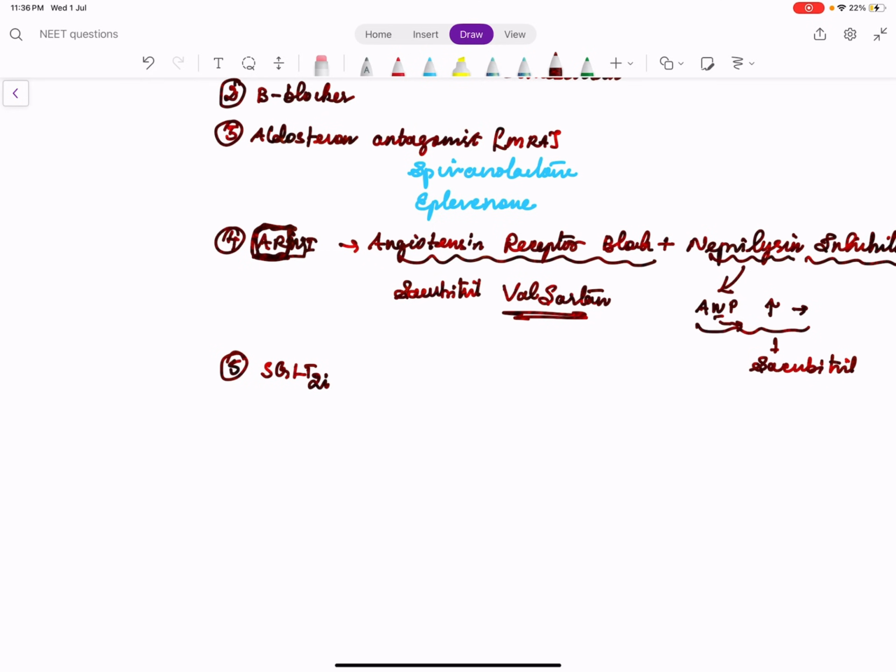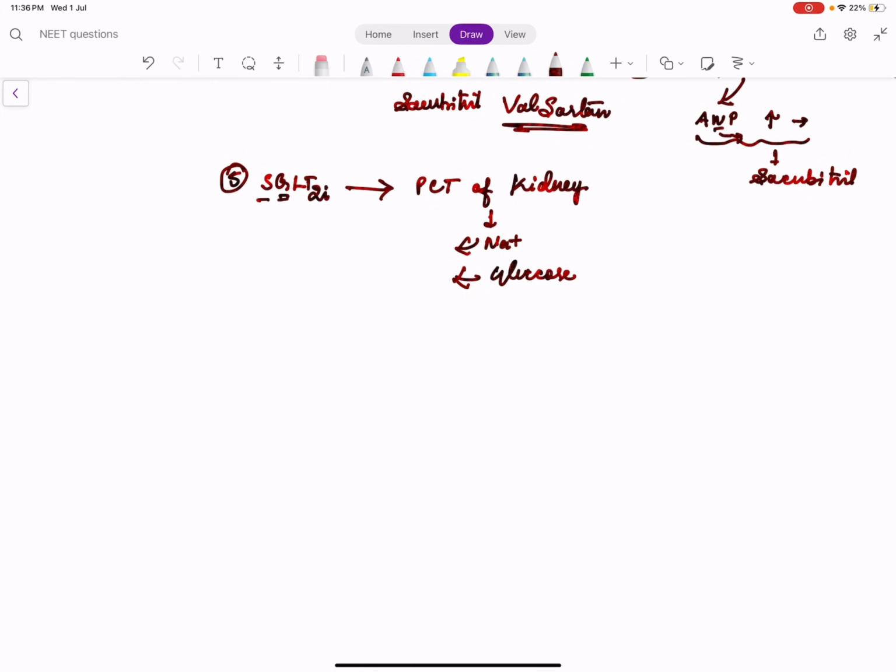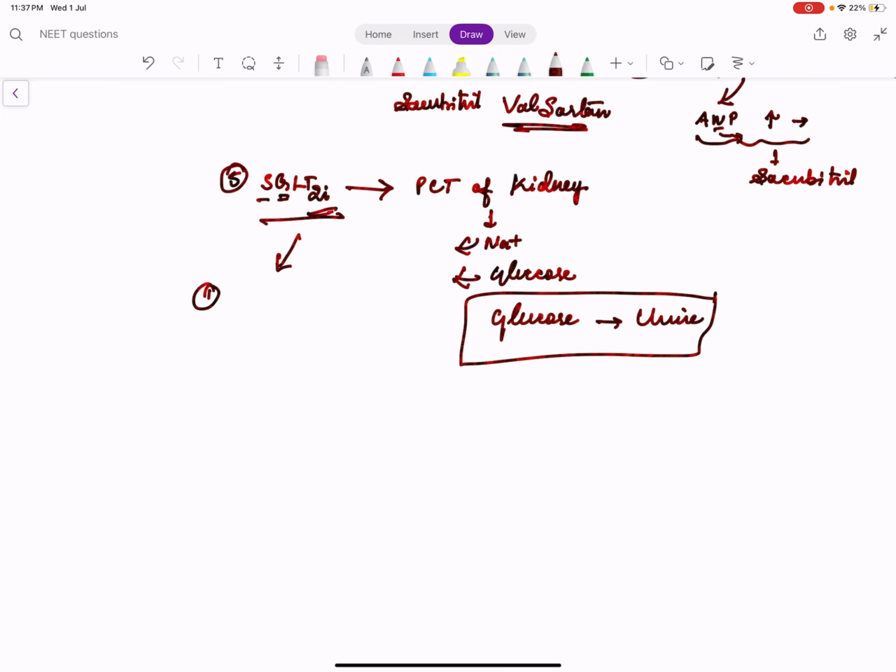SGLT2 inhibitor, sodium glucose cotransporter 2 inhibitor. If you remember physiology, SGLT2 is a channel present in the proximal convoluted tubules of the kidney, and the name suggests sodium glucose cotransporter. The function of SGLT2 in the kidney is to reabsorb sodium and glucose from the proximal tubules to the blood. Since glucose is reabsorbed by this channel, when it is inhibited, the excess glucose is excreted in the urine. So SGLT2 inhibitor is an anti-diabetic drug.